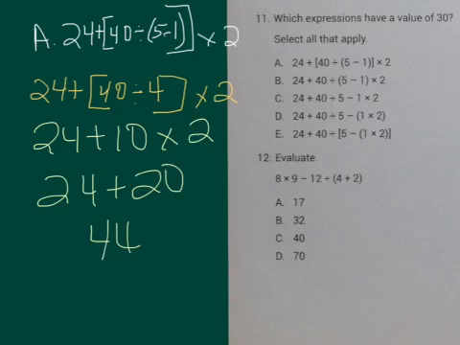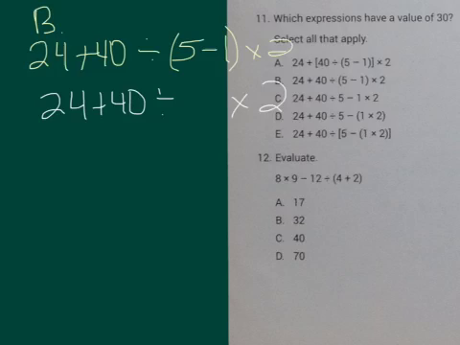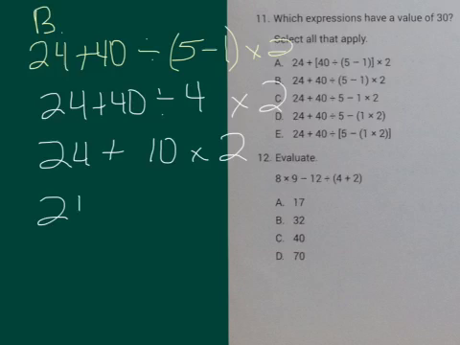So let's go ahead and do B. Okay, so let's look at B. So we know all we have is a parenthesis, so we're going to say 5 minus 1 is going to be 4. And then next we are going to divide. 4 divided by 40 is going to give us 10. And then we're going to say 10 times 2 is going to give us 20. So when we say 24 plus 20, it's going to give us 44. And so we know that B is definitely not a problem.